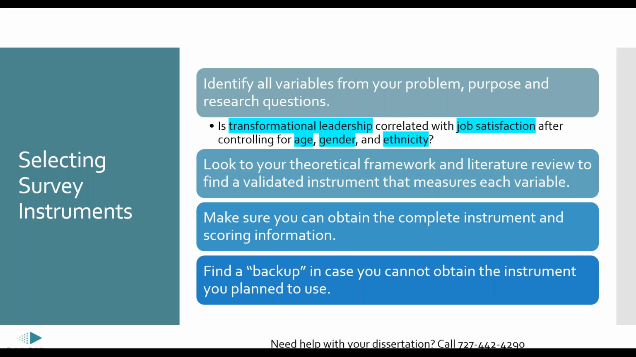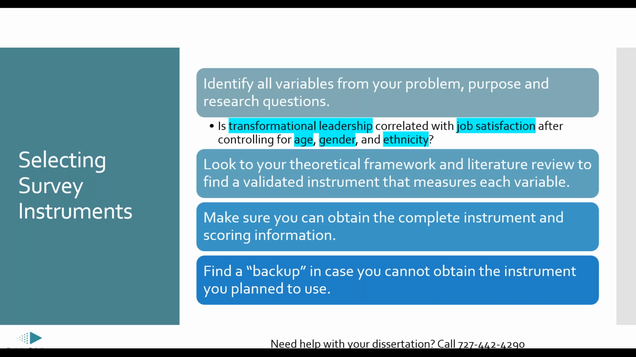And so once you've identified your variables, how do you actually find an instrument to measure those variables? Well, where you want to look first is to your theoretical framework and literature review to find an instrument that has already been validated by past researchers that measures each variable that you are interested in your study. You really want to avoid creating your own instrument to measure variables. And this is because instrument creation can really be a study in and of itself.